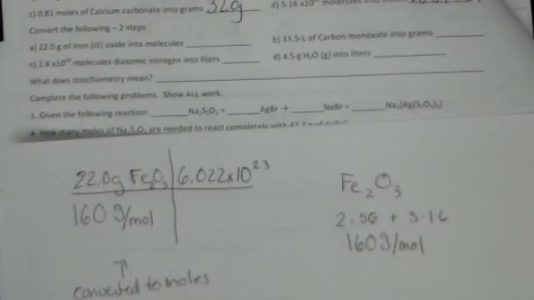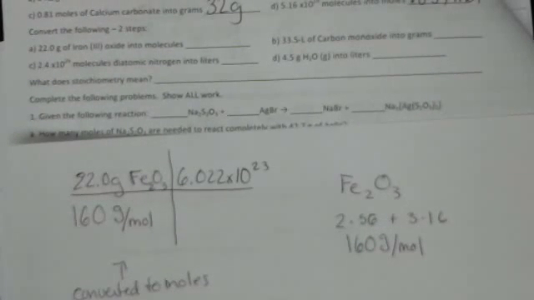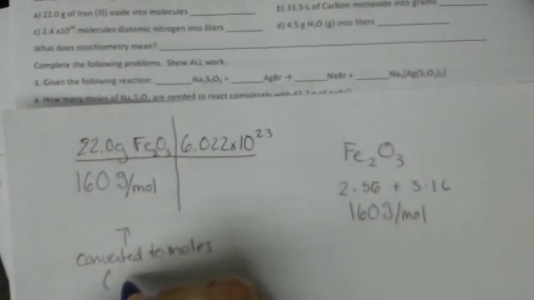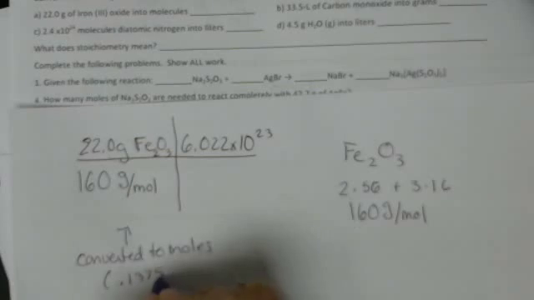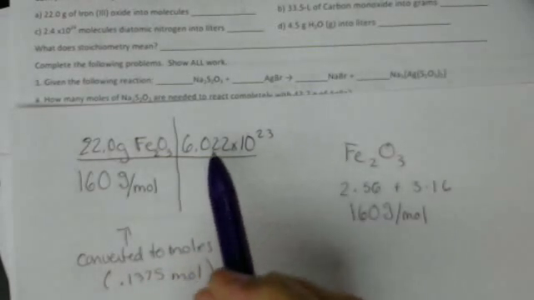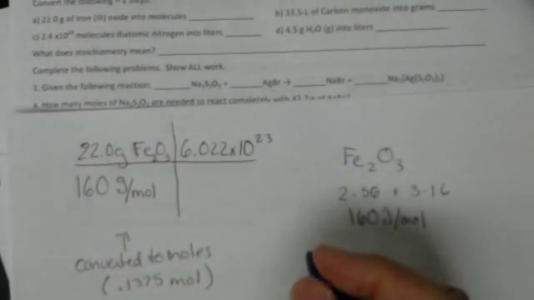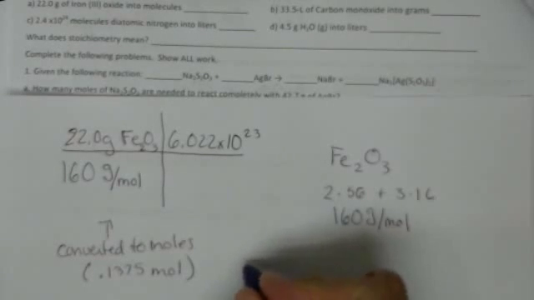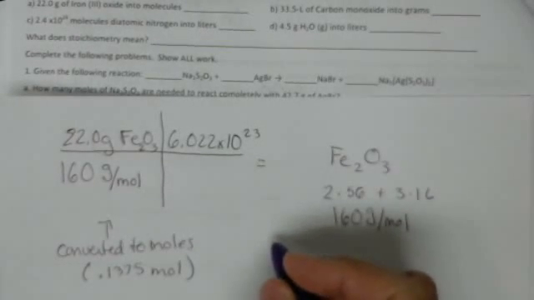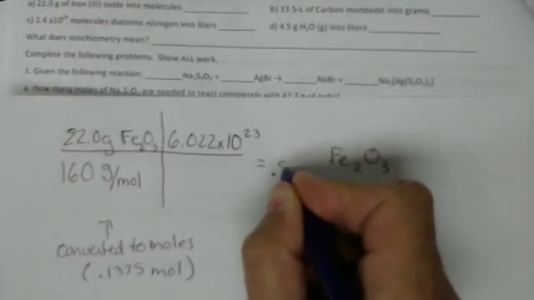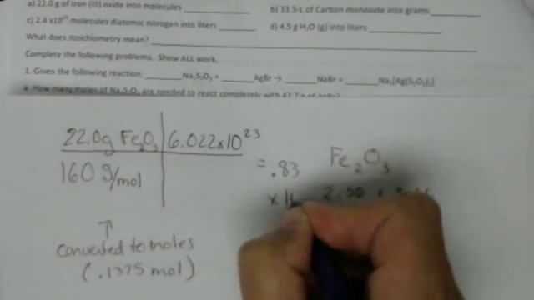So if we look at the first bit, we have 22 grams divided by 160 grams per mole, which gave us 0.1375 moles. So each mole contains 6.022 times 10 to the 23rd. So let's multiply our moles by that value. And so I get a number that equals, after I do all that, it's not going to fit there. Let's just write it here, 0.83 times 10 to the 23rd.